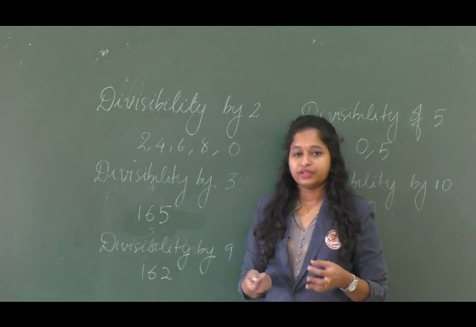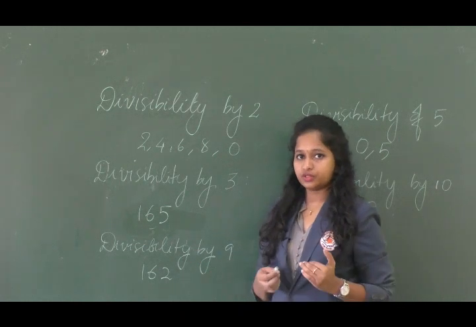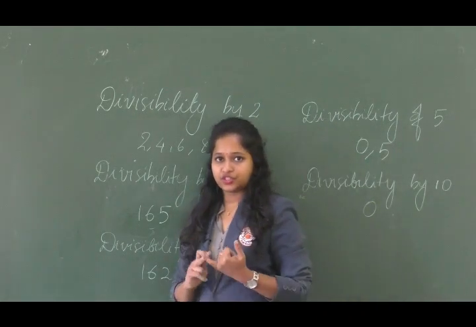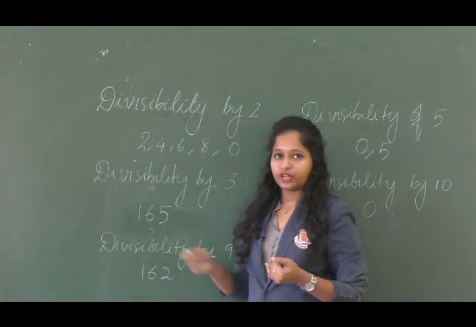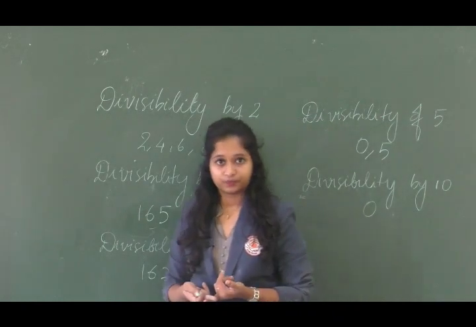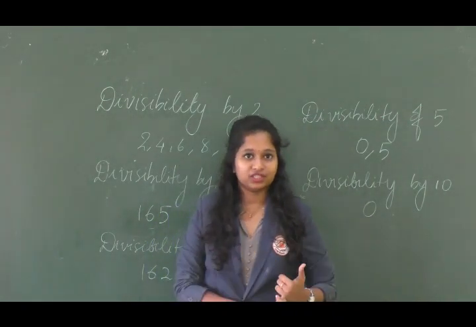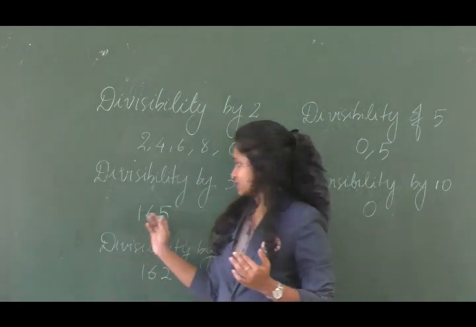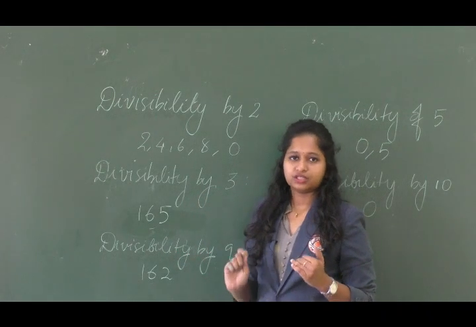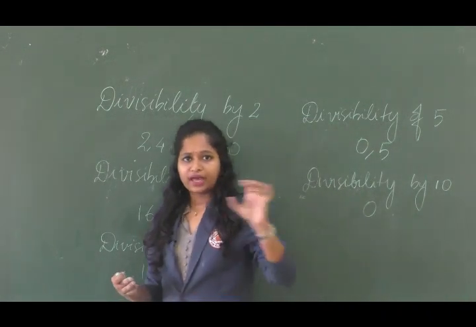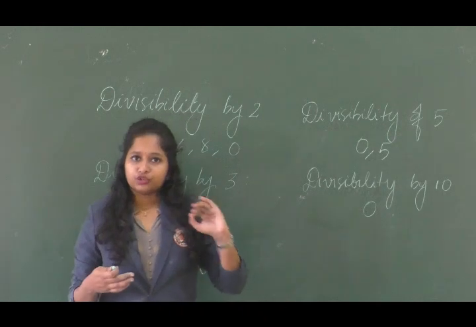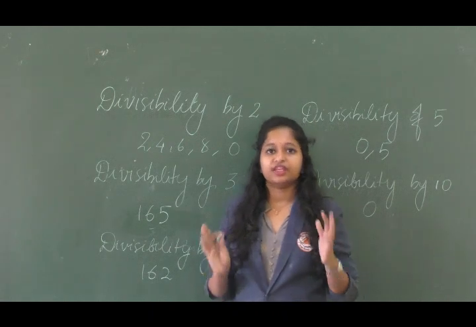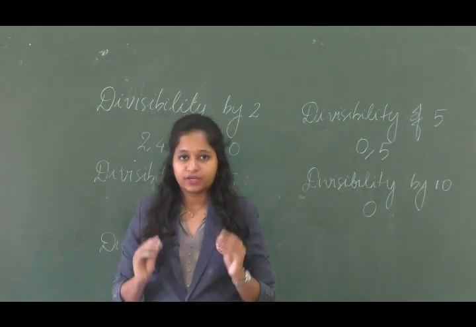What about divisibility of 3? We have to add the digits of the numbers. Here I have 165. When you add the digits 1 plus 6 plus 5, we get 12. 12 is divisible by 3. How many times? 4 times. So we can conclude that 165 is divisible by 3. Similarly, when you get any number, you add all the digits, and when you add, if you get a number which is divisible by 3, then that particular number is divisible by 3.